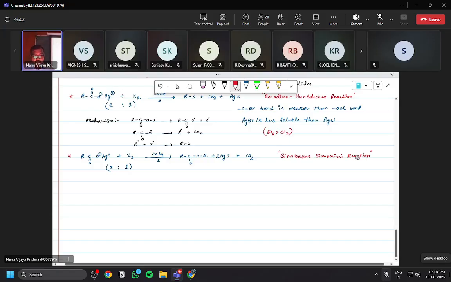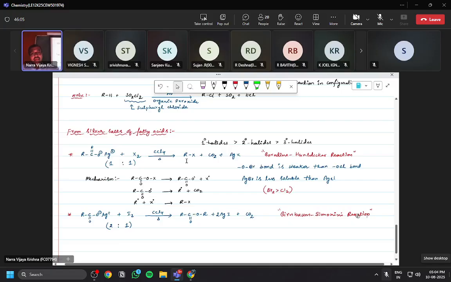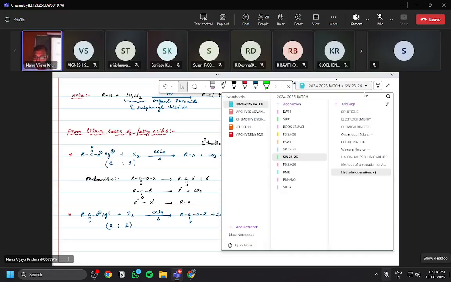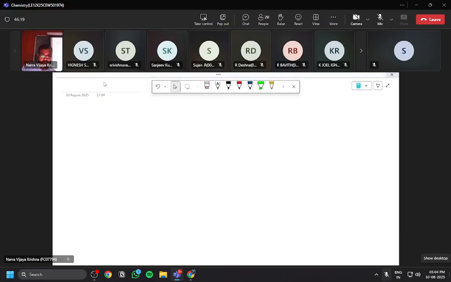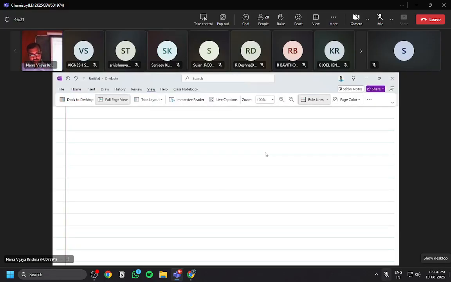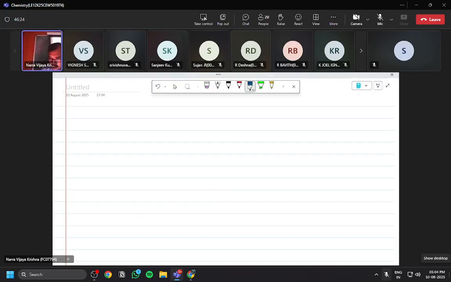So we are done with preparation of alkyl halides from alkanes, alkenes, alkynes, alcohols, fatty acids. Then properties. Regarding properties, first, regarding physical properties. Check your target booklet regarding physical properties. First, they have talked about melting point, boiling point, and solubility, right? So see the first point.